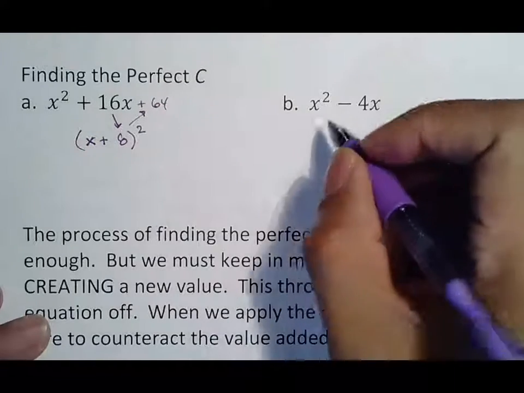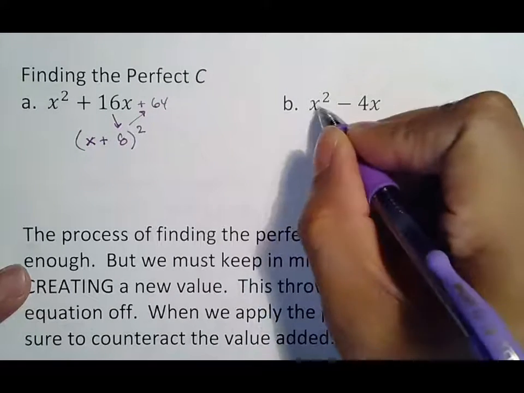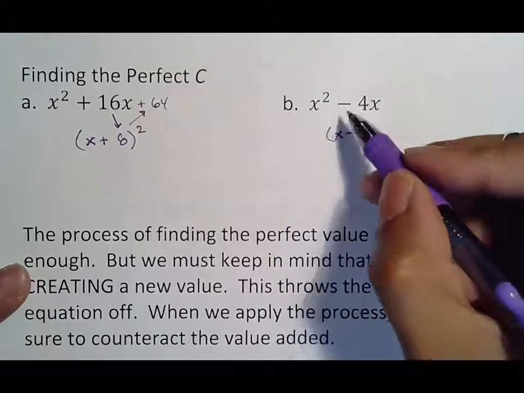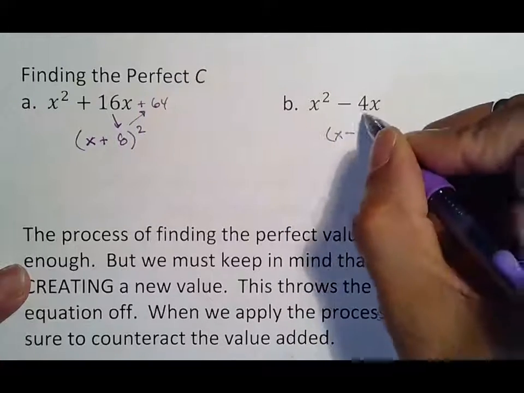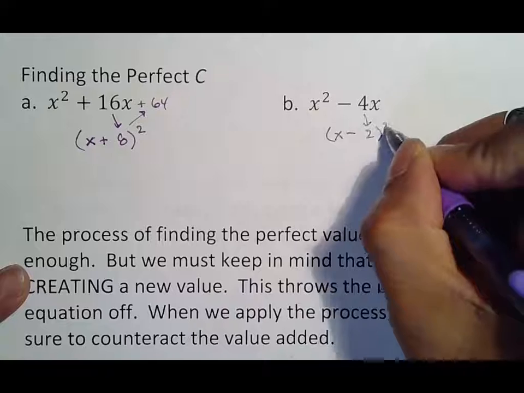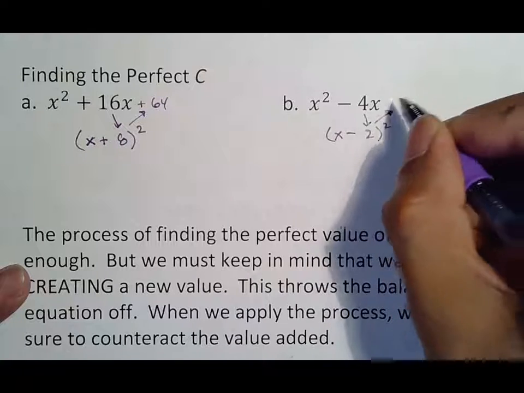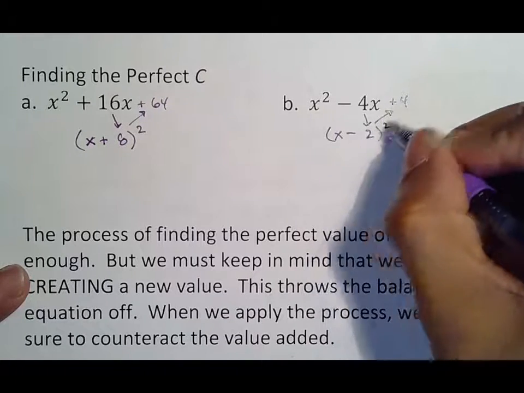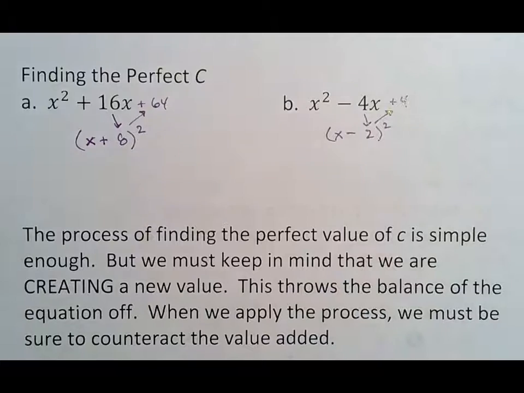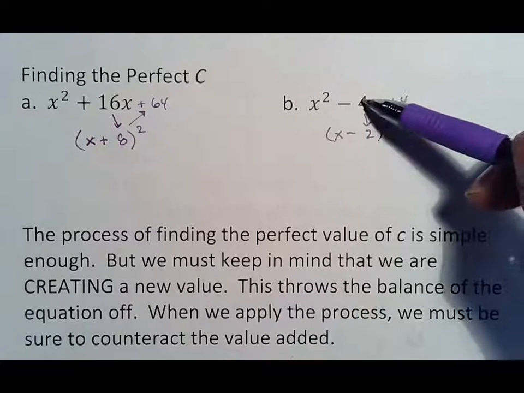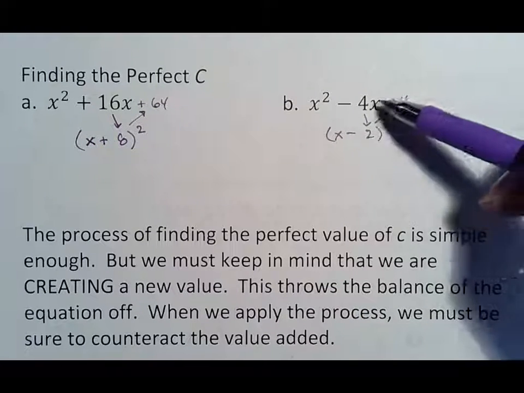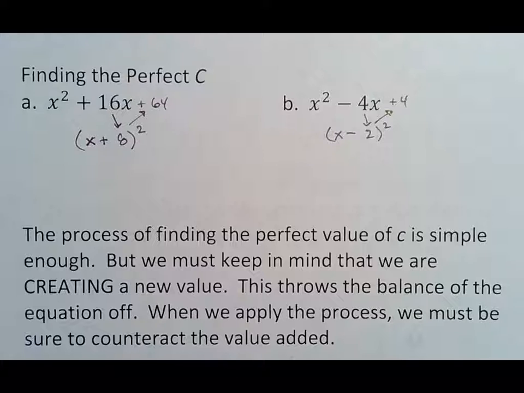So again, on this one, first thing you do is open up a parentheses, bring down your x, copy the sign every time. So this sign is going to be here. Cut this number in half, and then bring that number back up here, squared, of course, and that is your perfect number. Multiplies to be 4, adds to be negative 4 is negative 2 and negative 2.